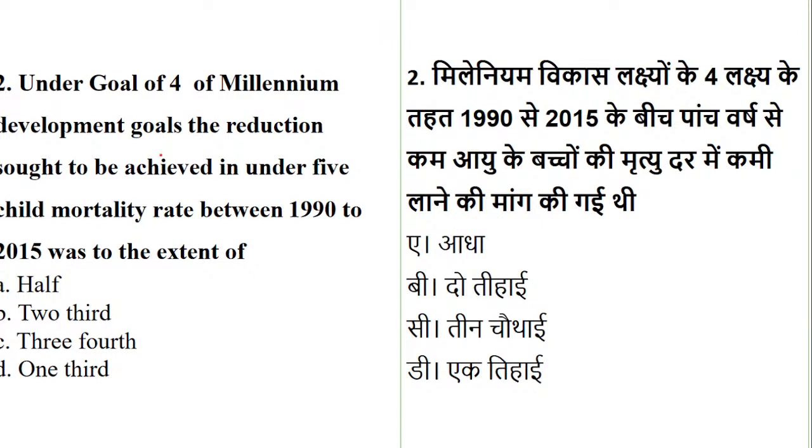So here we have a question of Millennium Development Goal. Under goal 4 of Millennium Development, the reduction sought to be achieved in under 5 child mortality rate between 1990 to 2015 was to the extent of what? So reduction in the child mortality was to the extent of half, 2/3, 3/4 or 1/3.